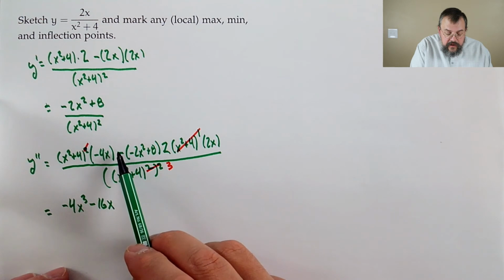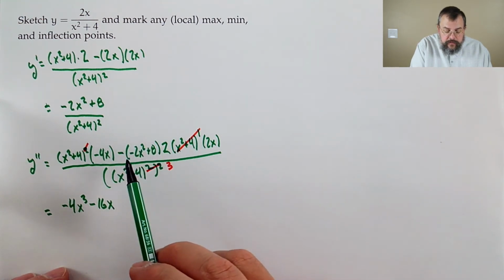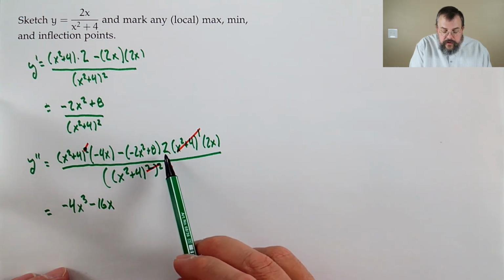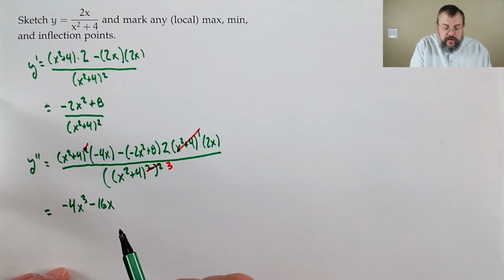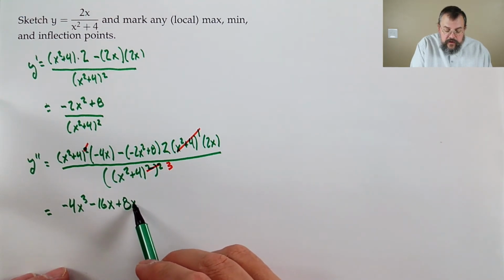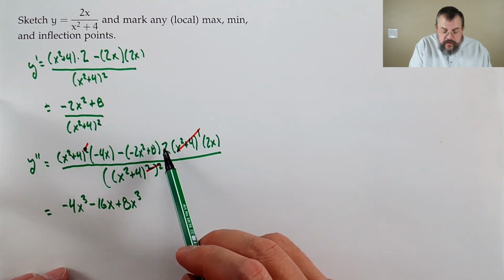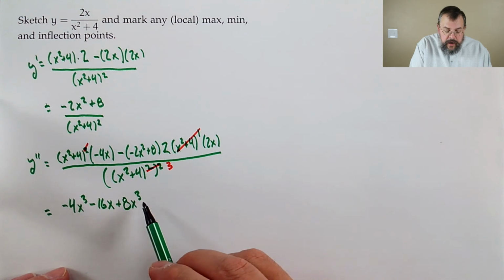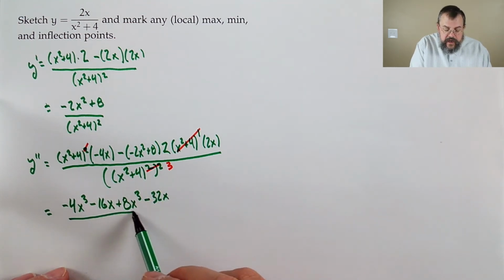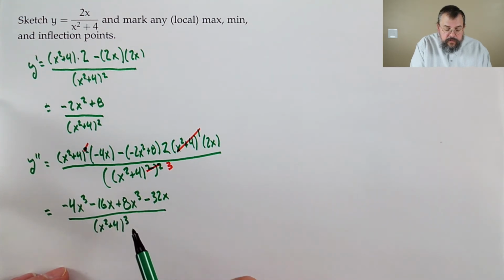Then we have the minus, and don't forget it's going to go through to both terms. There's a 2 and a 2x. So let's work it out here. Minus minus makes plus. 2x squared times 2 is 4x squared times 2x will get us up to 8x cubed. And then minus 8 times 2 times 2x. So that would be a minus 32x. And that's divided by x squared plus 4 cubed.